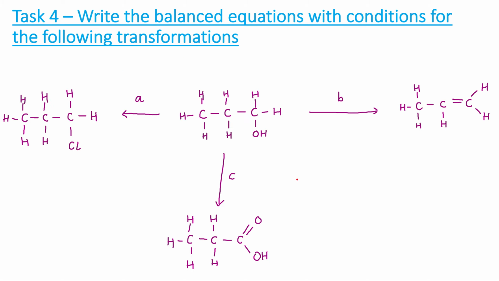Right, moving on, we have to write balanced equations with conditions for the following transformations. The first one that I'm going to focus on is A. In terms of the functional groups, we go from an alcohol to a haloalkane. So we're basically substituting the OH with the Cl. In terms of writing out the balanced equation and conditions needed for this one, we start off with our primary alcohol, which was propan-1-ol.